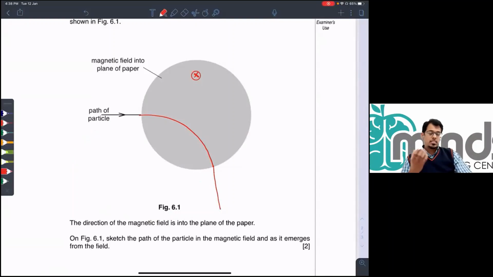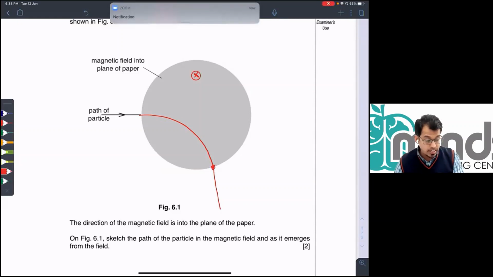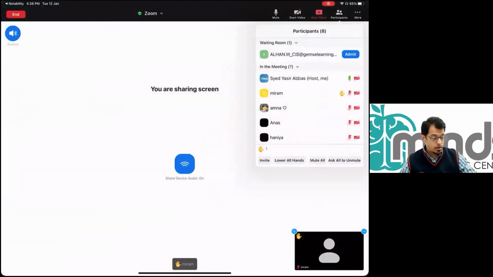The curved path will remain inside the field. The moment it comes out of the field, it will start moving in a straight line. And how will you determine the direction of the straight line? Tangent to that point. What does tangent to that point mean? If you look at this point, the straight line which I have drawn is actually the tangent to the circular path.